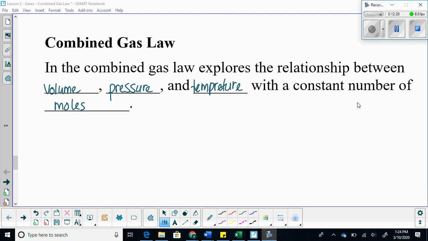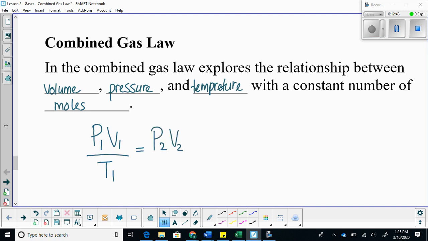So you should have a box. In the box, let's put our combined gas law formula. This is how the formula works: P1 V1 over T1 is equal to P2 V2 over T2. Please write a capital T. Capital T means temperature. Lowercase t means time. So use the appropriate T.